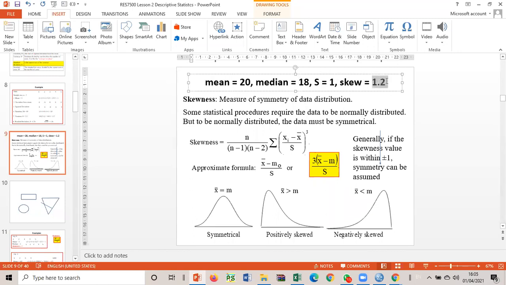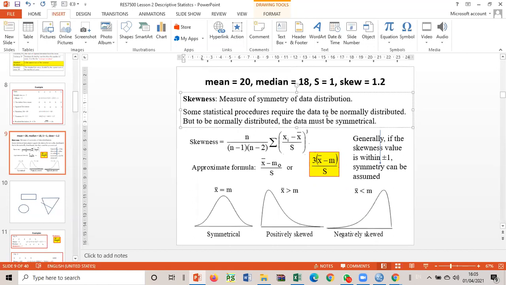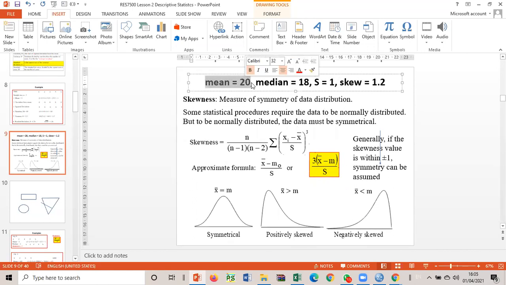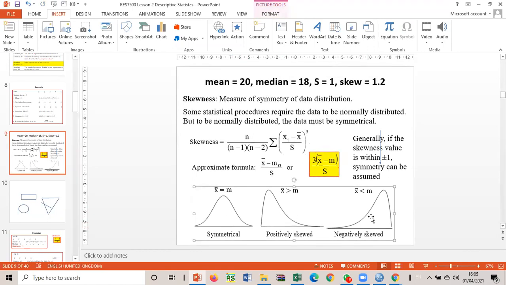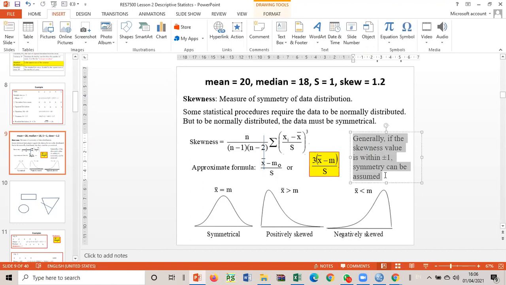So now the skewness depends on the S value as well, right? Not just the mean and median alone. So now you know why you must study the mean, median, and standard deviation, because you want to see the distribution. Does it look like number 1, number 2, or number 3? So now, a general guideline.